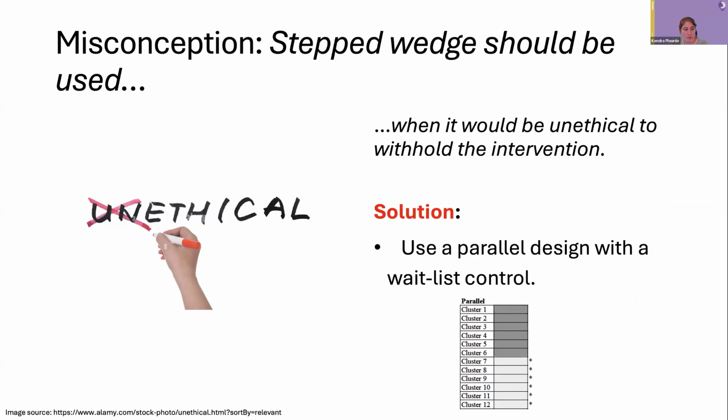And I have the little asterisks at the end of the control group to denote when the control group would receive the intervention. So you run your trial as a parallel cluster randomized trial, and then at the end of the trial, you can give the control group the intervention. This way, everyone gets the intervention if it's somehow needed for a certain trial.